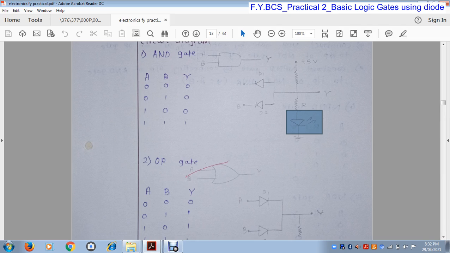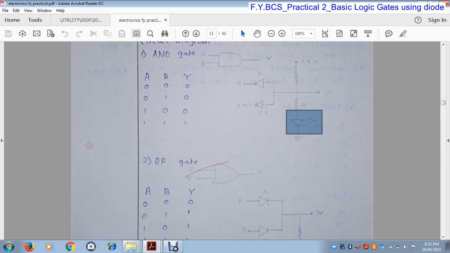So when both the inputs are 0, all the voltage of the 5 volt comes to the anode terminal, and current flows from anode to cathode. So there is no current flow across the LED. Therefore the LED remains off. That means our output of the AND gate is 0.